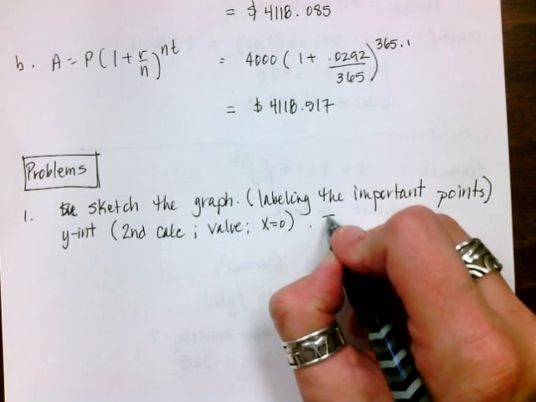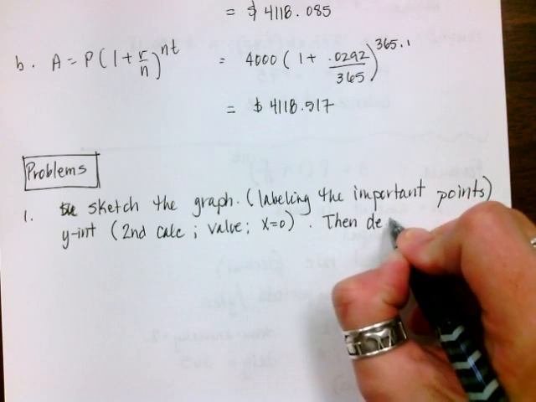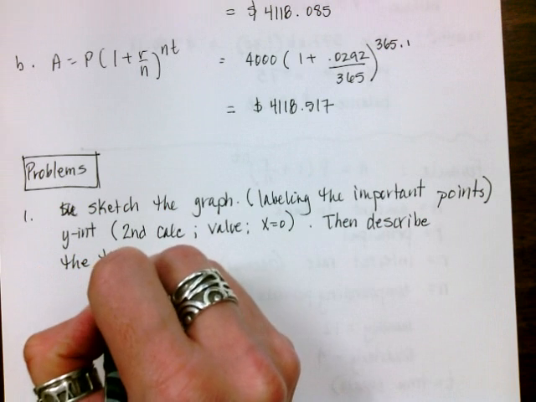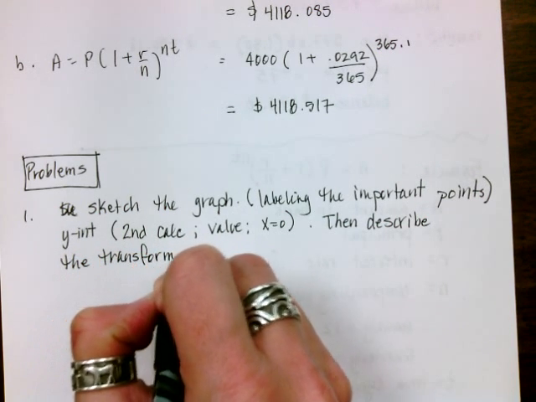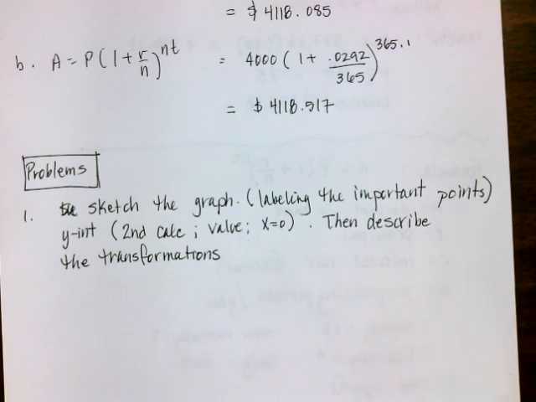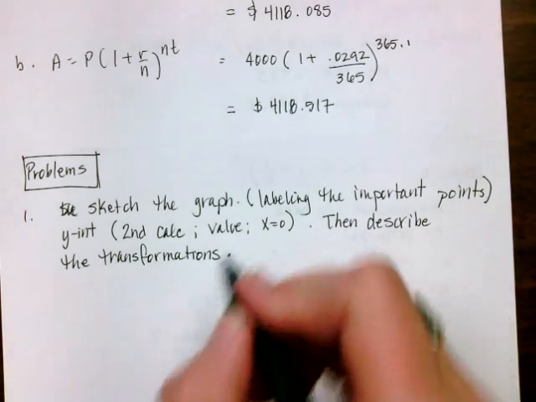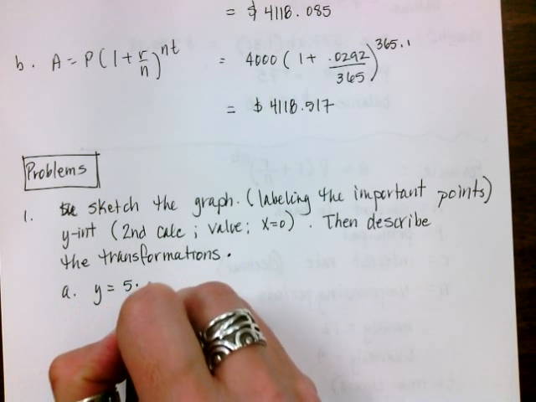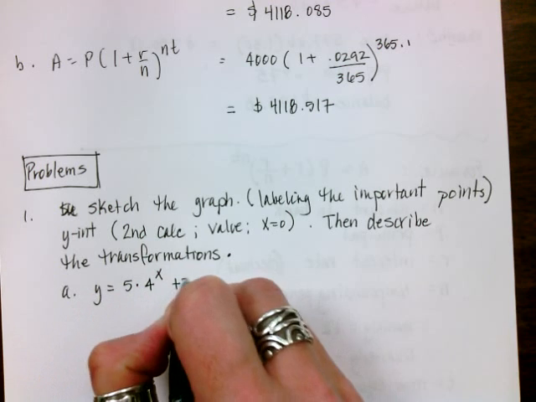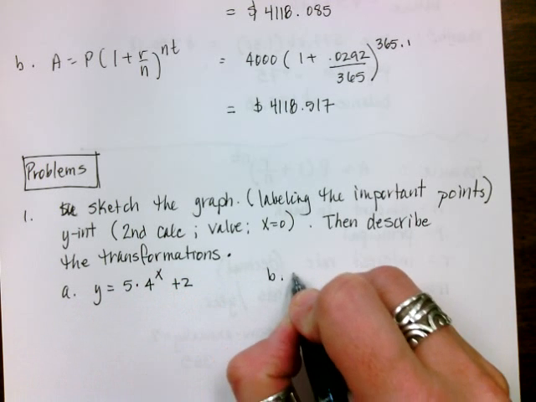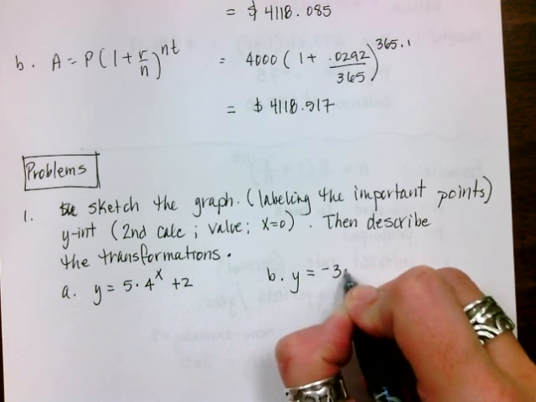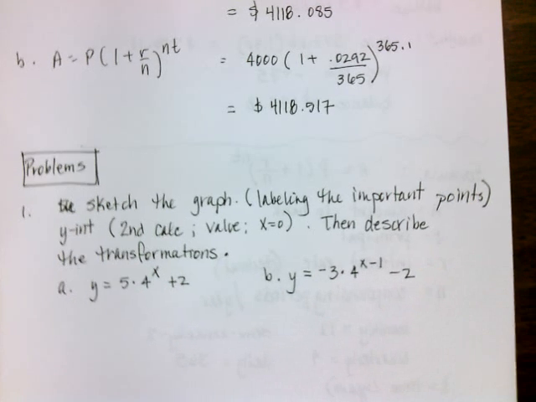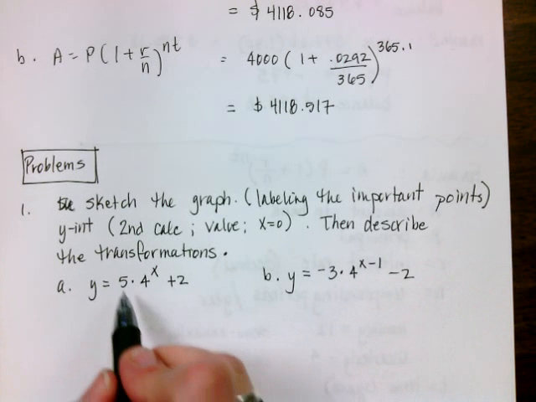Then I want you to describe the transformations, just like we've done in previous lessons. So your first one is y is equal to 5 times 4 raised to the x plus 2. And your second is y is equal to a negative 3 times 4 raised to the x minus 1 minus 2.